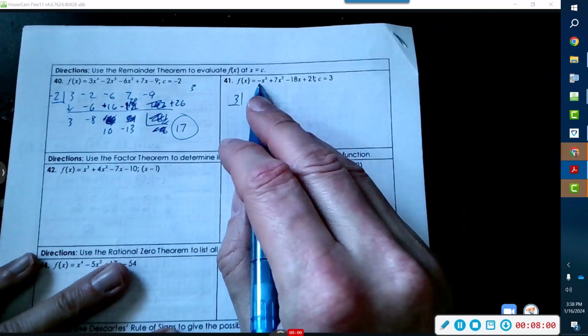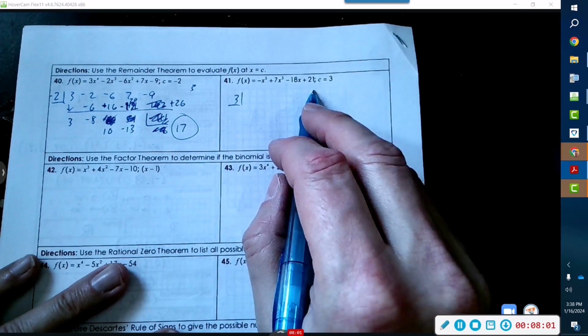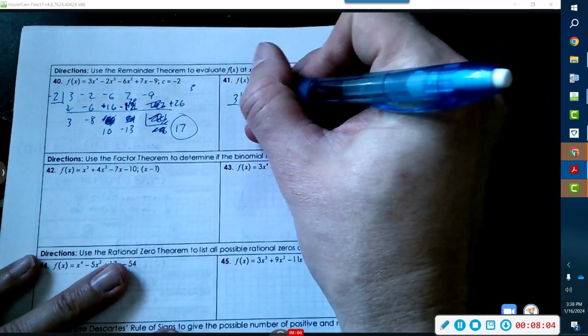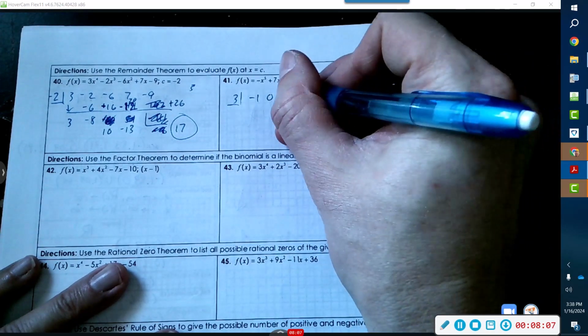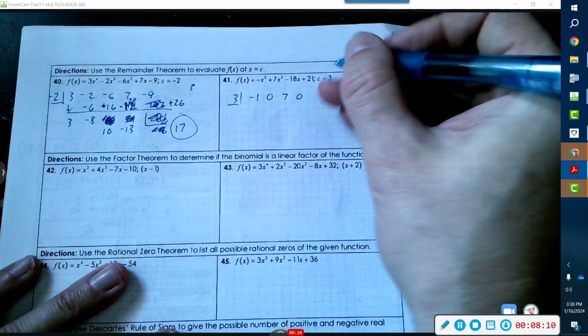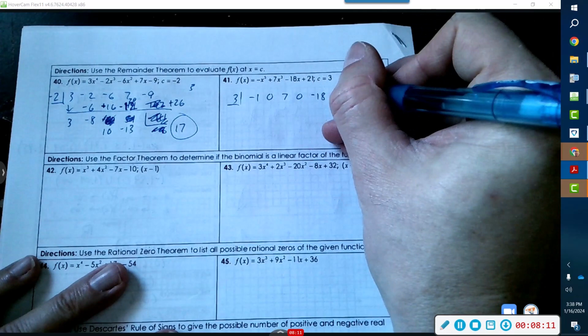We got a 5th degree polynomial. We only got 4 terms, so we definitely got some holes here. So it looks like I'm missing a degree at 4. I have one for 3. I'm missing one at 2. I have one for 1, and then I got the 21.